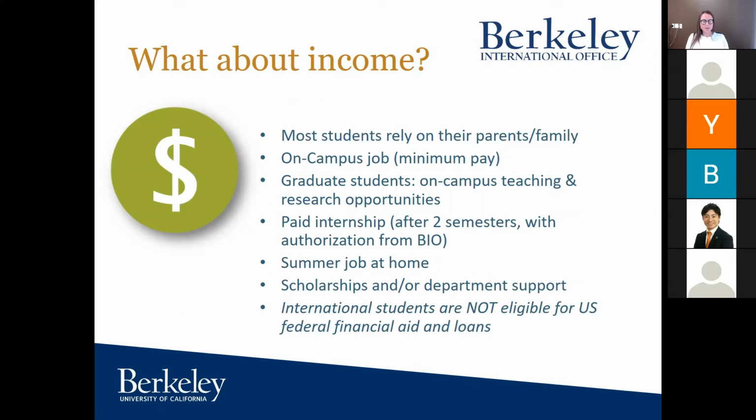So what about income? Most students rely on their parents or family for their funding. You can also have an on-campus job, and graduate students can have on-campus teaching and research positions. A graduate teaching position would be called a GSI, and a graduate research position would be a GSR position. Those will pay a little bit more than just a minimum wage on-campus job. A minimum wage on-campus job could be something like working in the dining hall.